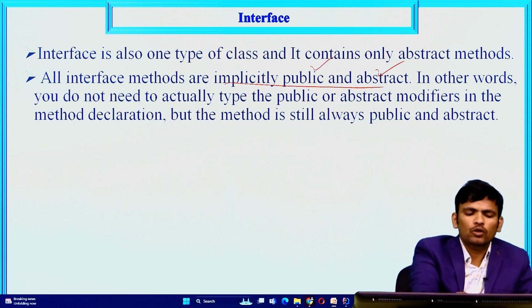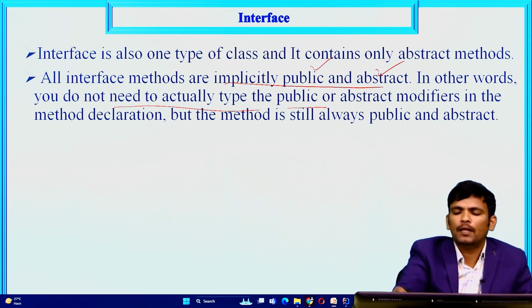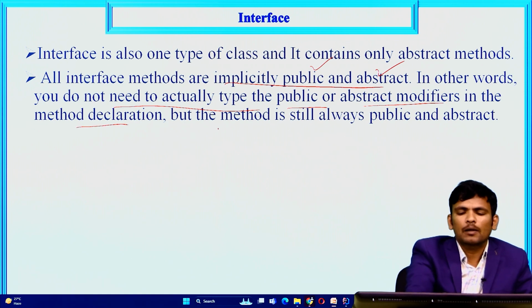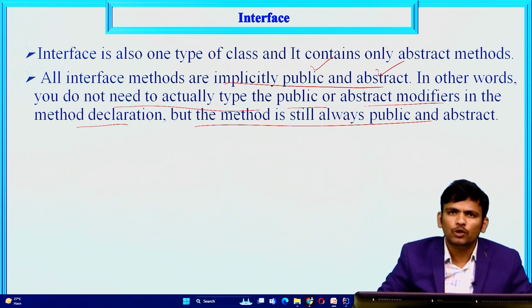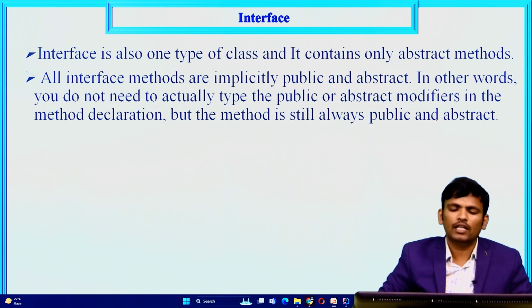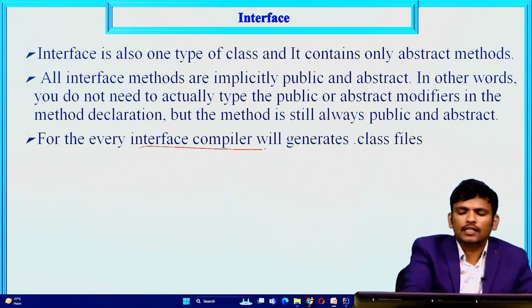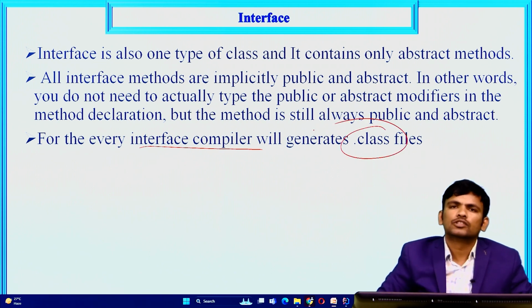So, in other words, if you do not type the public and abstract modifiers in the method declaration, the method is still always public and abstract, meaning no need to write them. For every interface the compiler will generate the .class files, just like normal classes. Suppose in a program you have two classes and two interfaces, a total of 4 .class files will be generated.